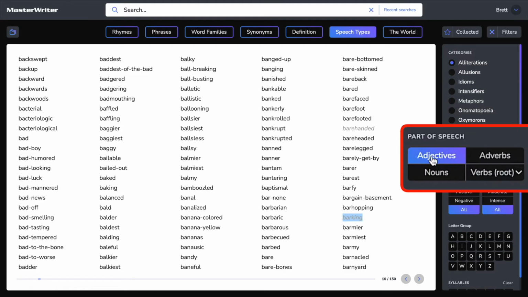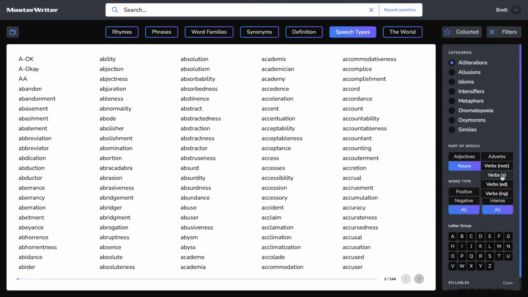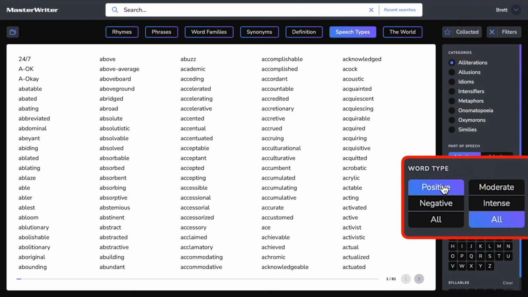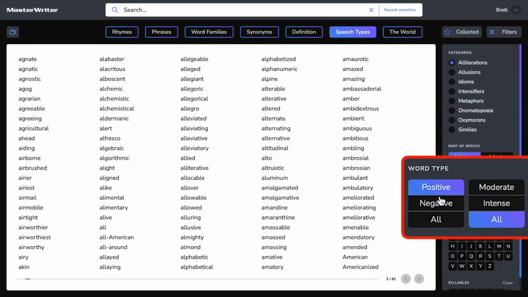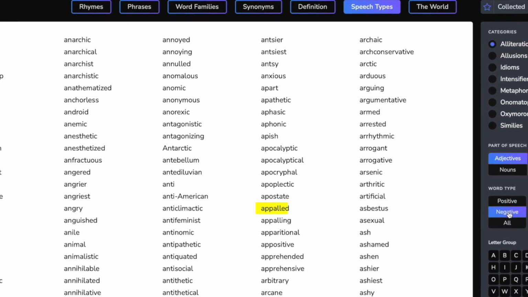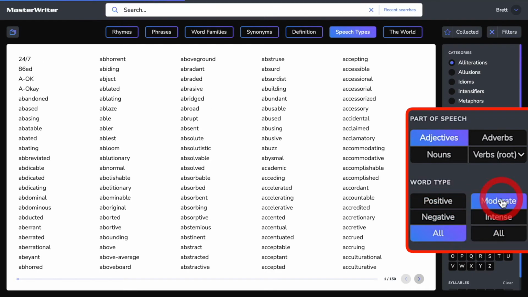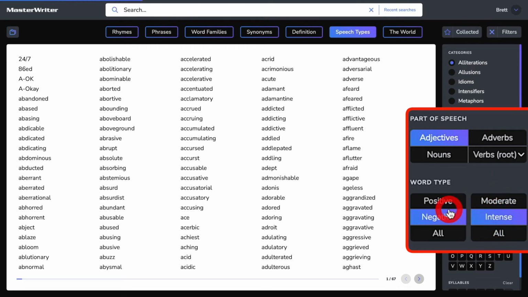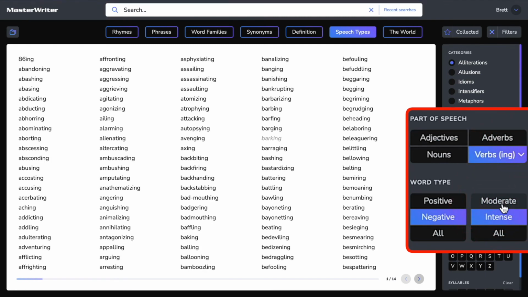Under parts of speech, you can filter amongst adjectives, adverbs, nouns, and verbs ending in s, ed, or ing. Under word type, you can filter between positive alliterations, such as altruistic or almighty, and negative alliterations, such as appalled or antagonizing. You can also filter the list for moderate or intense words. You can mix the word type filters with parts of speech. For example, intense negative verbs ending in ing.